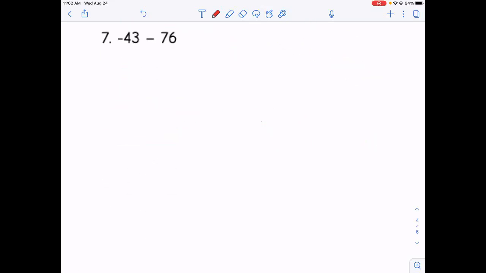All right, for number 7, write me the keep, change, change. Write the keep, change, change, and then compare it to your neighbor. You keep the 49, change the addition, and then change 76.